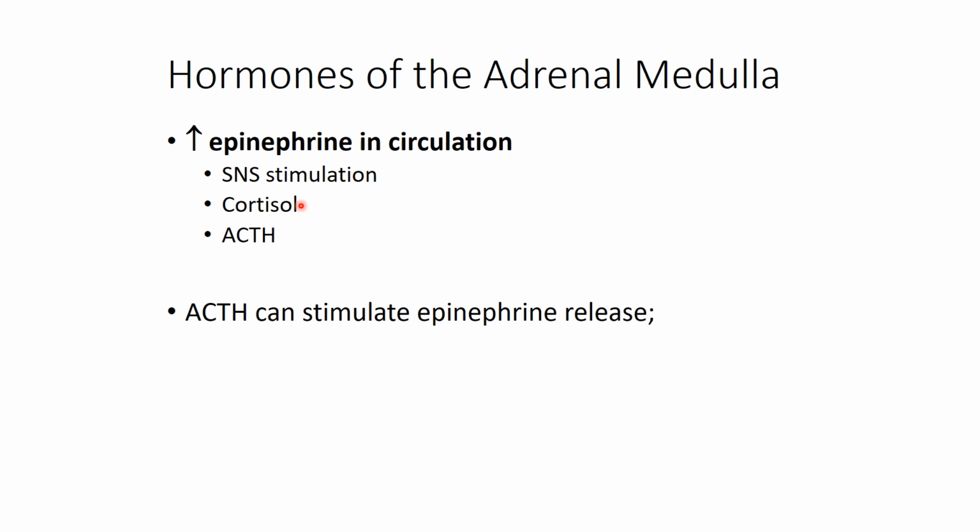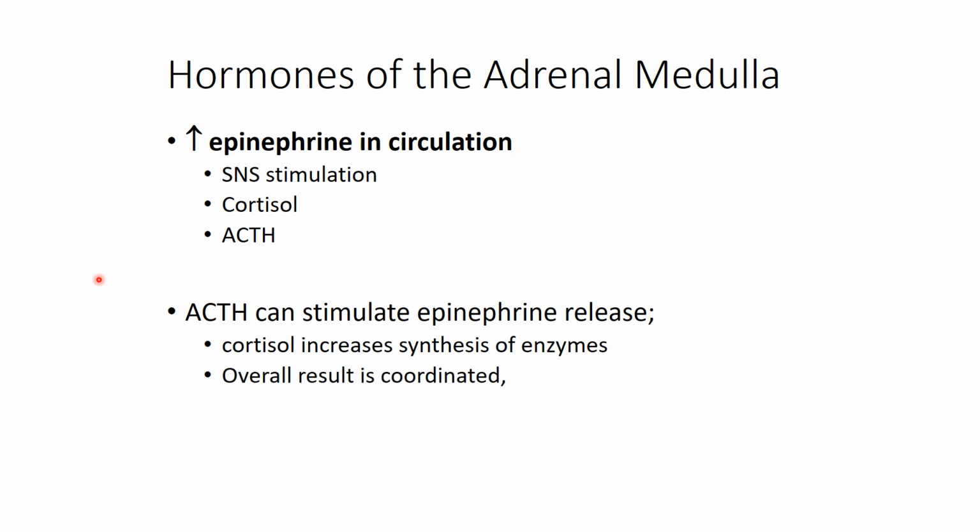Cortisol could act to increase epinephrine circulation by increasing the enzymes. Cortisol can act on protein synthesis as well, and if we need an enzyme to increase the production of epinephrine, then cortisol is responsible for that. And then, like I said before, adrenocorticotropic hormone can also stimulate the adrenal medulla to produce and release epinephrine. So cortisol and enzymes, yes.